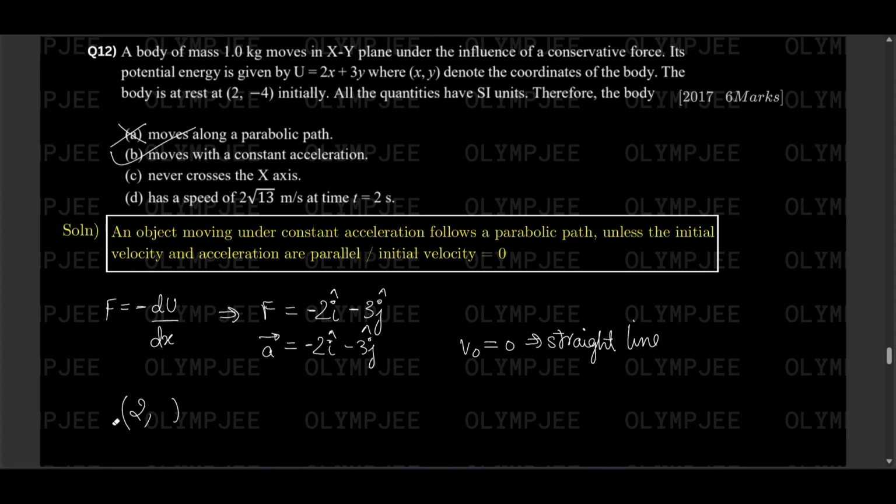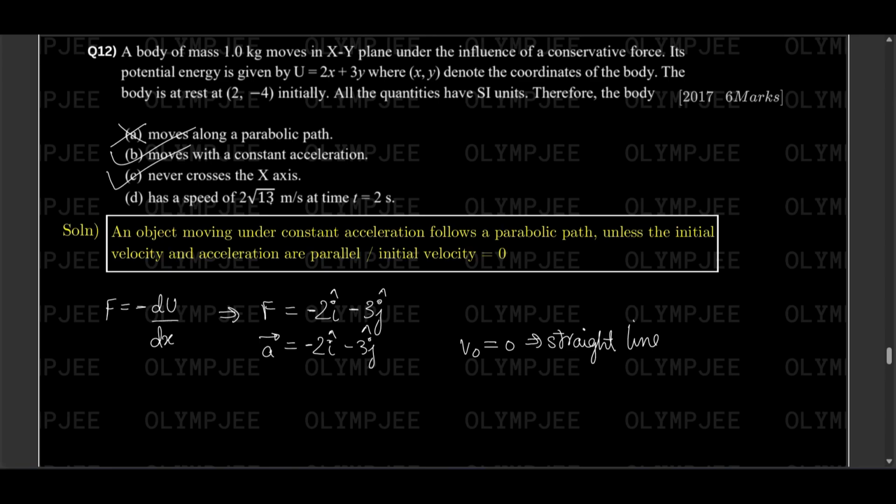So now let us analyze option C. It says that the particle will never cross the x-axis. The initial y coordinate is negative and the acceleration is also negative. So the particle will increase the y coordinate in the negative direction only, and it will never come upwards towards the x-axis. So option C is also correct.